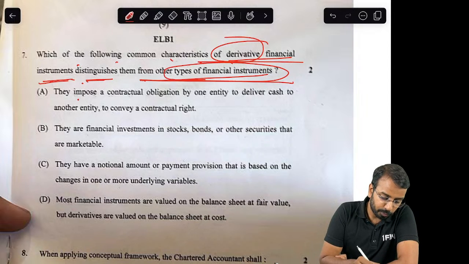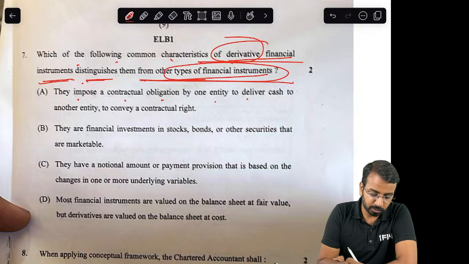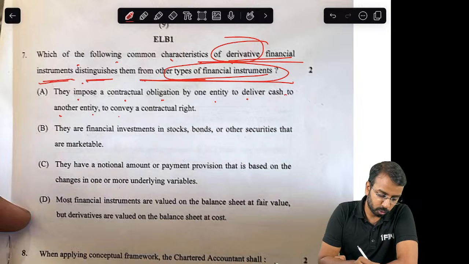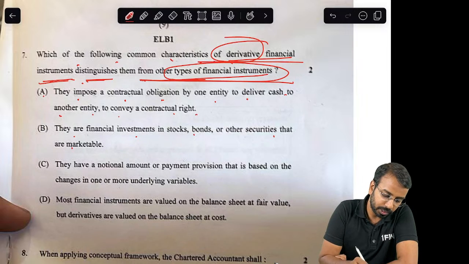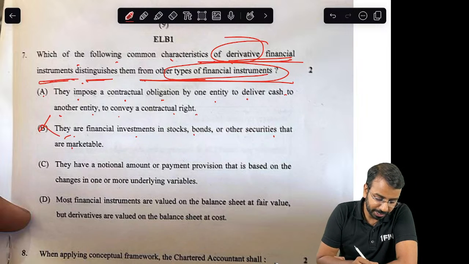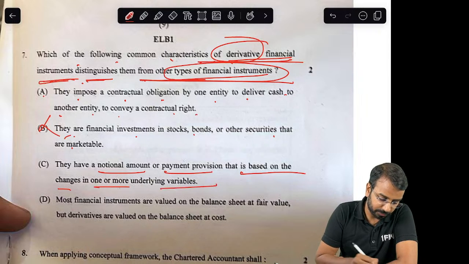First, they impose a contractual obligation by one entity to deliver cash to another entity to convey a contractual right. So this is not very clear. They are financial investment in stock, bonds and other securities that are marketable. No. So derivative financial instruments are not investment. They have a notional amount or payment provision that is based on the changes in one or more underlying variables. So this is the one which is nearer one.